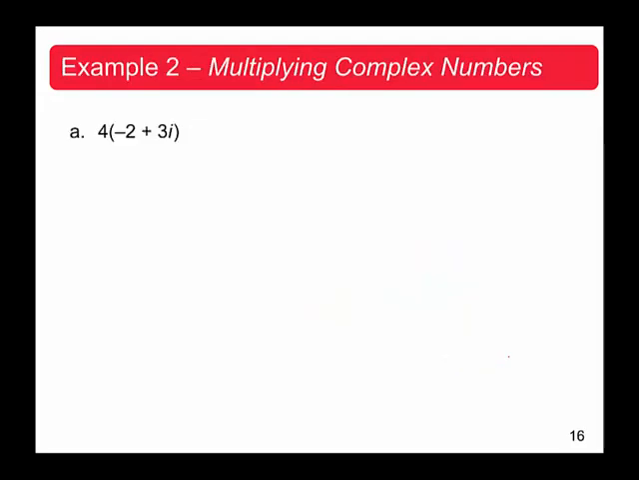So now let's use the distributive properties to simplify these complex numbers. So part A, 4 times -2 becomes -8, right? And 4 times 3i becomes 12i. Okay, so that's a simplified form. We cannot do anything about it, so leave it as it is.